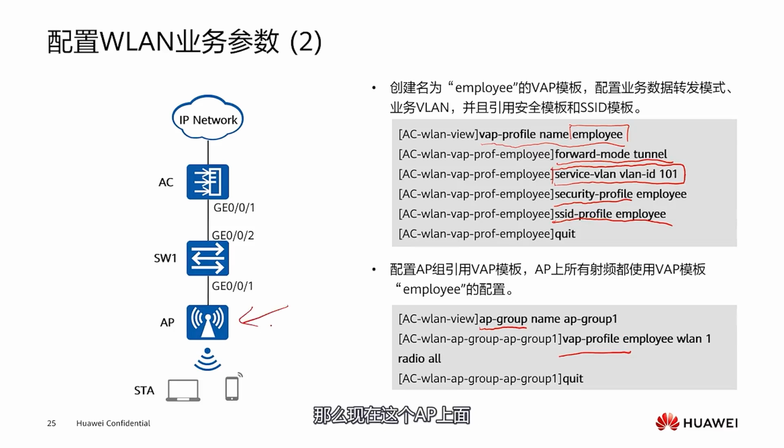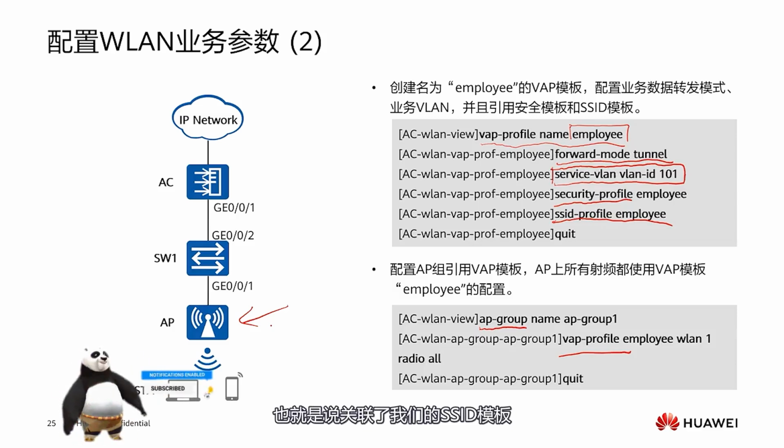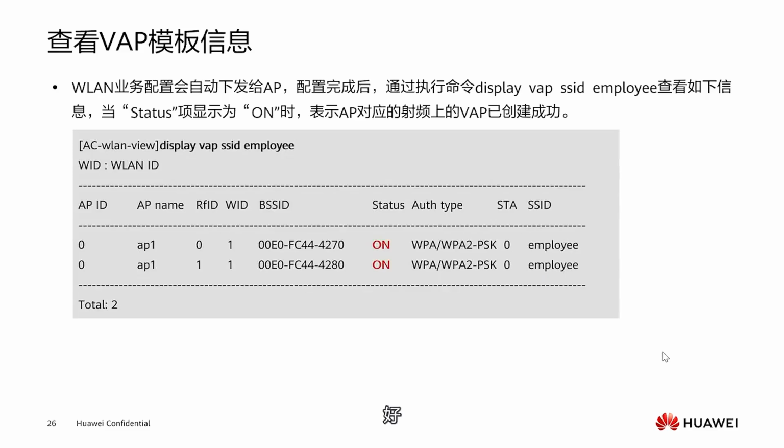Next step, we need to enter the AP group and bind the VAP template with the AP group. Now this AP associates with our VAP template, which means it also associates with our SSID template, business VLAN, forwarding mode, and our security template. Thus, within our entire group, all APs will be linked to these templates. After the configuration, the WLAN service will automatically be deployed to the APs.